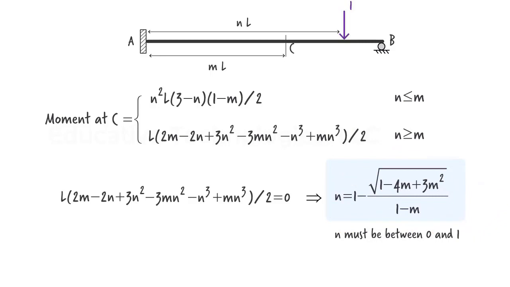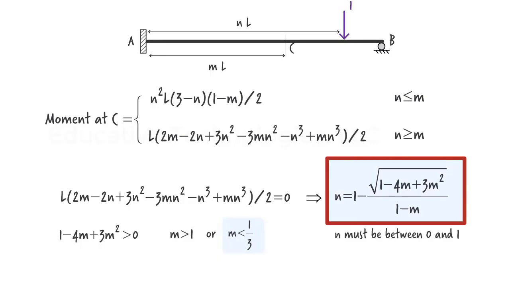Still, to get a valid value for N, the expression under the square root must be greater than 0. This means either M has to be greater than 1 or less than 1 over 3. Since M cannot be greater than 1, we can conclude that when M has a value less than 1 over 3, a part of the influence line drops below the x-axis. More specifically, when M is less than 1 over 3 and N is greater than the value given by this expression, then the moment at C is negative.